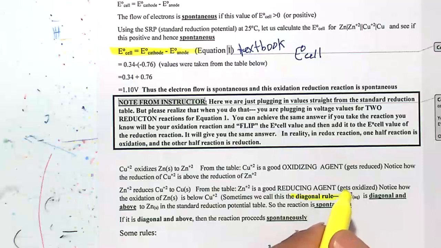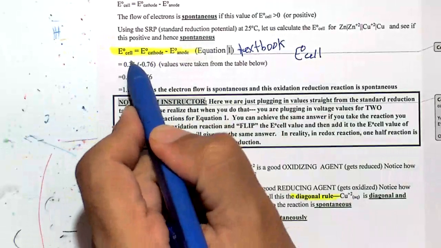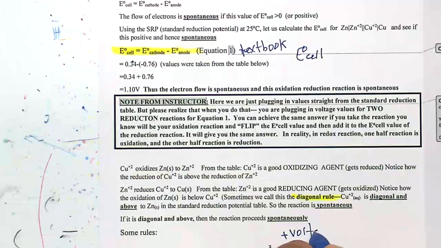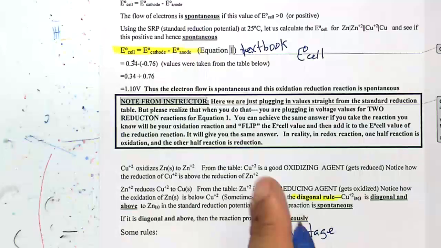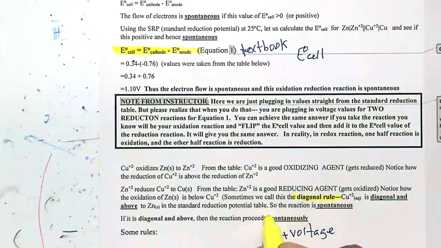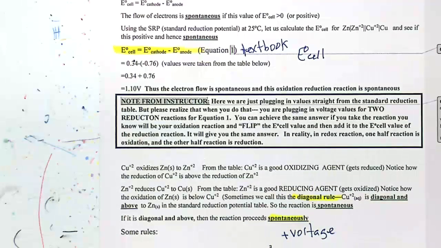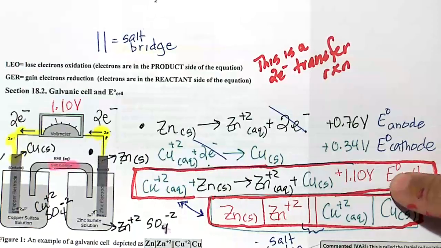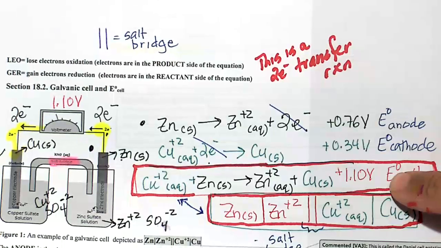Anything below it gets oxidized. Anything above it remains reduced. This is from the textbook explanation. And positive voltage I want you to associate with something that's going to happen spontaneously. So the previous example is going to favor products. Why? Because it's positive 1.10 volts. If it was negative 1.10 volts, it would be a dead battery.